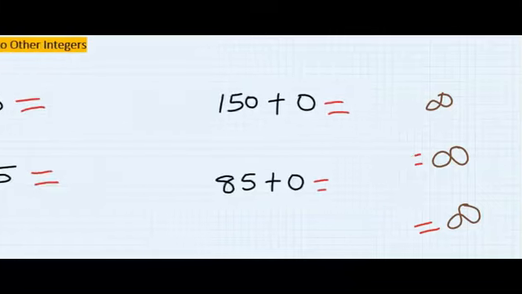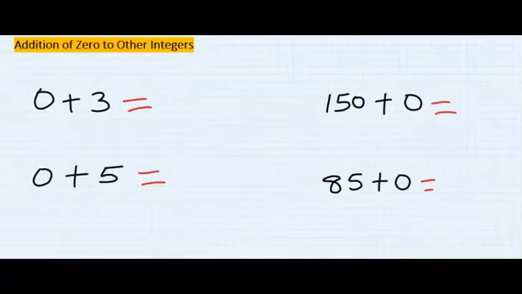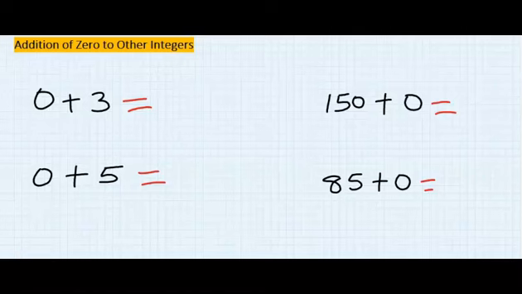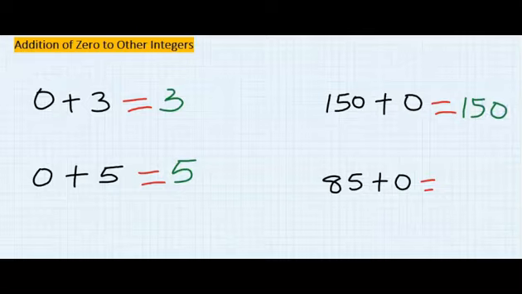Addition of 0 to other integers. If you add 0 to any integer, for example, 0 plus 3 will return 3. 0 plus 5 will return 5. Also, if you add a number to 0, it will return the number. For example, 150 plus 0 will return 150. 85 plus 0 will return 85.